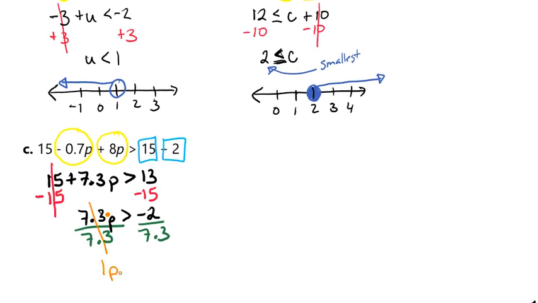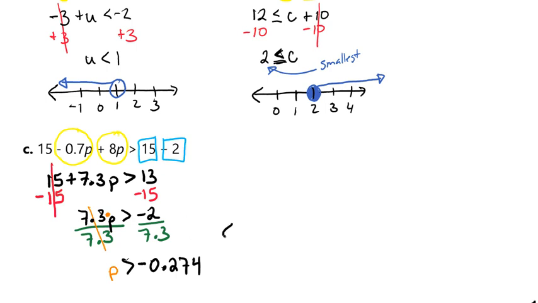So we have 1p is greater than, when we plug this in we get a long decimal. So we're just going to use negative 0.274. And we don't usually write the 1 in front of the p, so we're going to go ahead and take that away. So we have p is greater than negative 0.274. And we don't have to leave that as a fraction because we already had a decimal that we were working with.